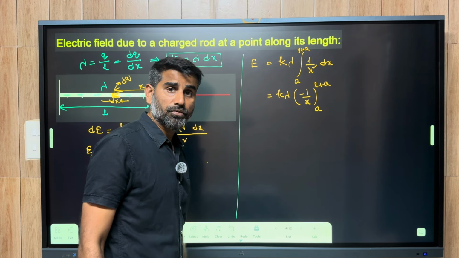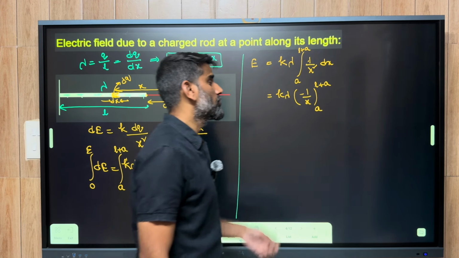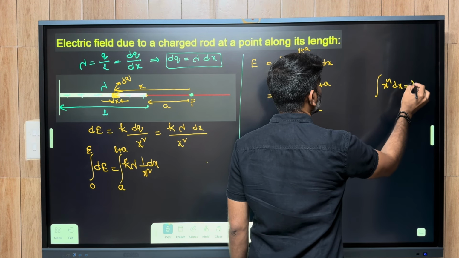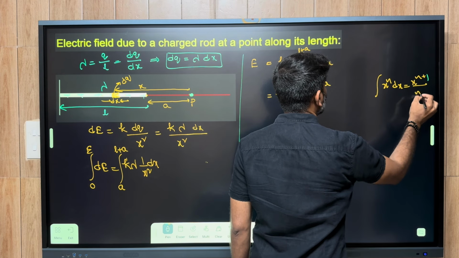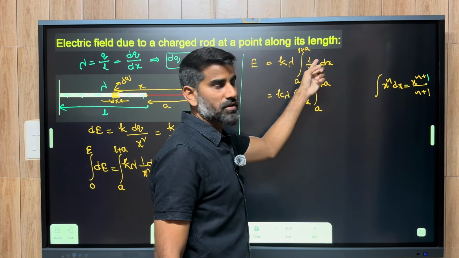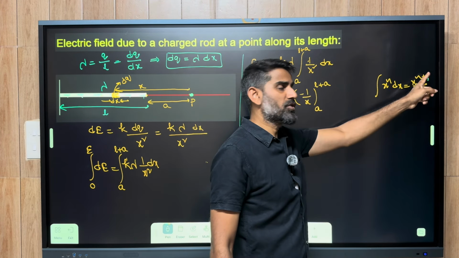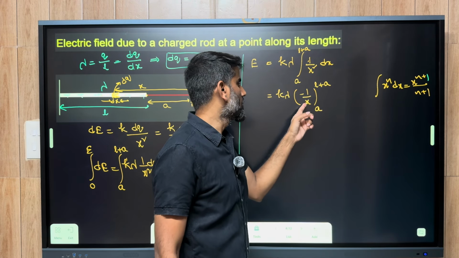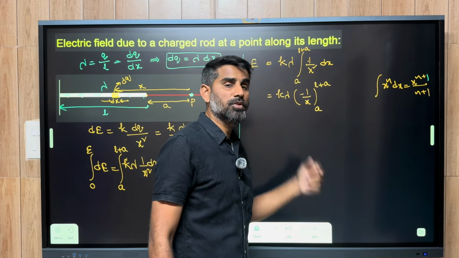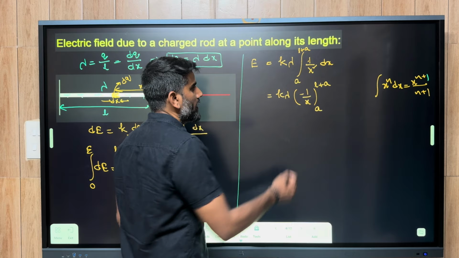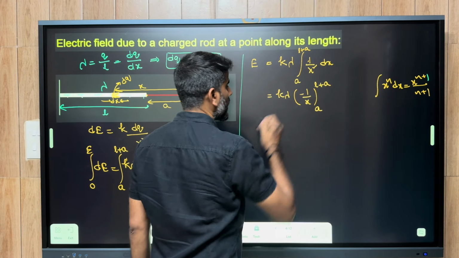If you are unable to recall the formula, I am going to write it over here. Integral x to the power n dx is equal to x to the power n plus 1 by n plus 1, where n is minus 2, since x to the power minus 2. Minus 2 plus 1 is minus 1. X to the power minus 1 can be written as 1 by x, so minus 1 by x, from a to l plus a.